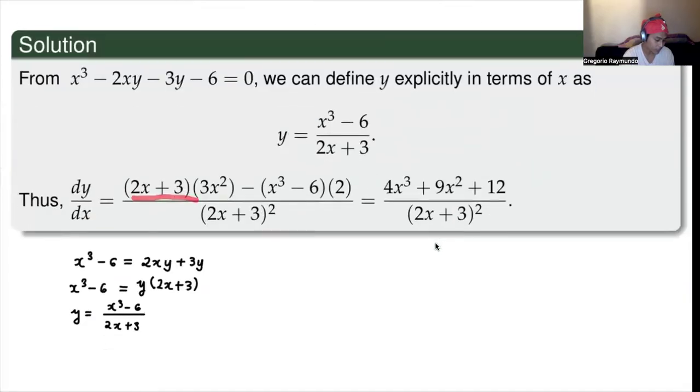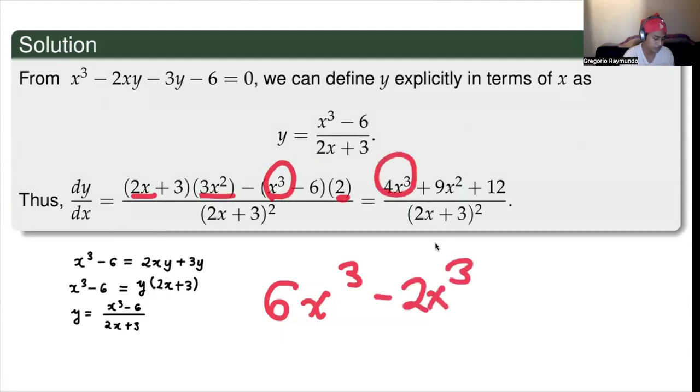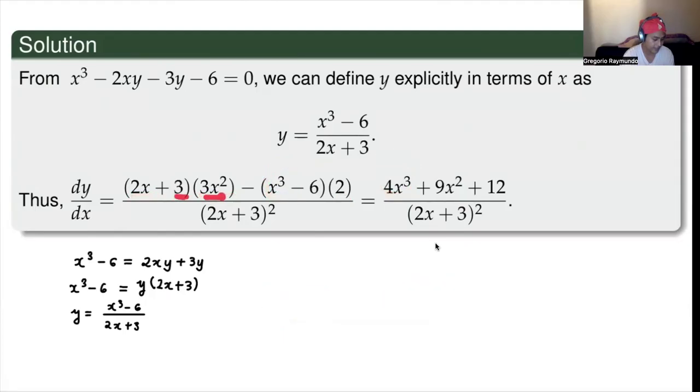We get here 3x squared times 2x, that would be 6x cubed. Tapos may x cubed pa rito times 2, so minus 2x cubed. So we get 4x cubed. And then 3 times 3x squared, sorry, 3 times 3, 9x squared. Tapos meron ka minus 6 times 2, that will be negative 12. Kasi may negative ka, magiging positive 12. All over 2x plus 3 squared. Okay? So it's actually easy to simplify.